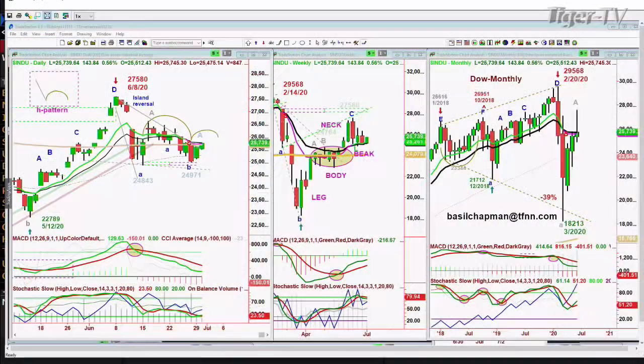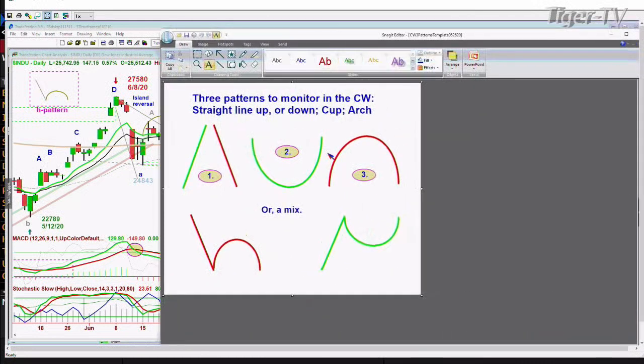So this is really interesting because if you look at the pattern I drew right here on the left as a schematic or a template, some time ago I said there's a chance that we're going to come down sharply and then we're going to bounce. How we bounce and how we make this what I call an H pattern, I'll just do this real quickly here. In the Chapman Wave methodology, we're looking for straight lines up or down. You can see this is the one coming on the downside there. Or you can get a cup formation or an arch formation, or you can get a mix.